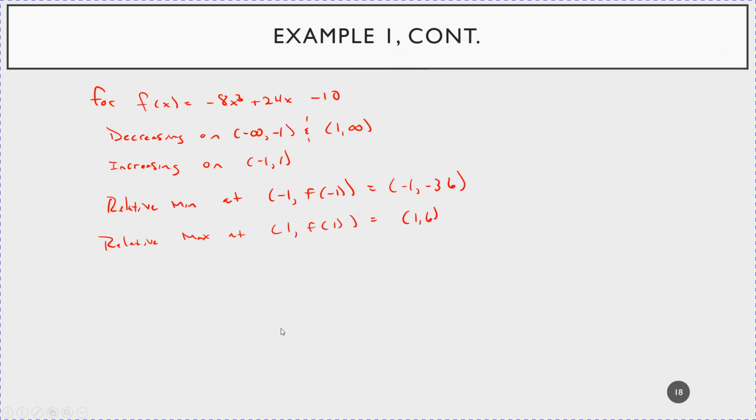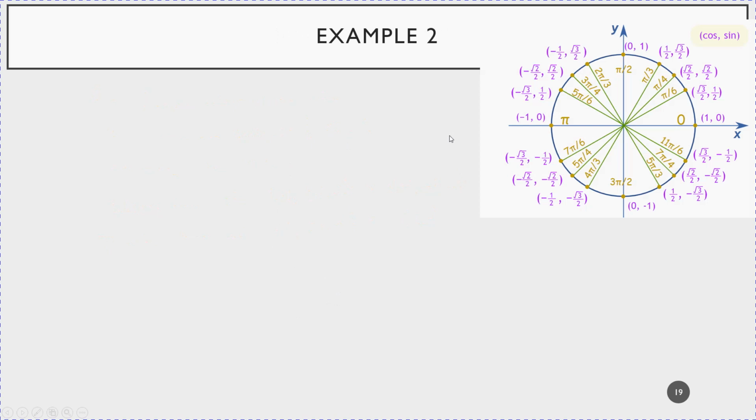All right, let's do a trig one now. And I put the unit circle here for reference. All right, let's look at f of x equals x minus 2 cosine of x. And let's just look on the interval from 0 to 2 pi. Got to find the derivative. f prime of x is 1 minus 2, and then this is minus sine of x. So this ends up being 1 plus 2 sine of x. Well, what you're going to do is set this equal to 0 and solve.